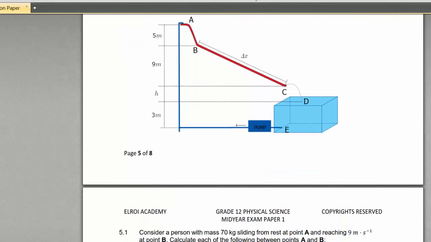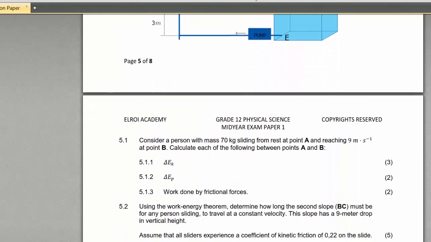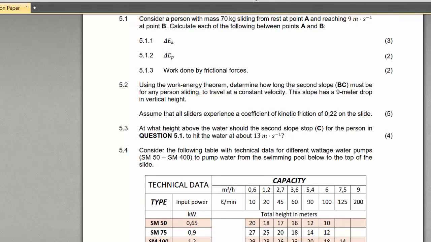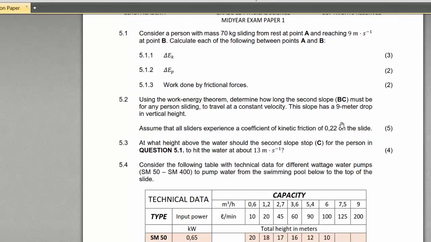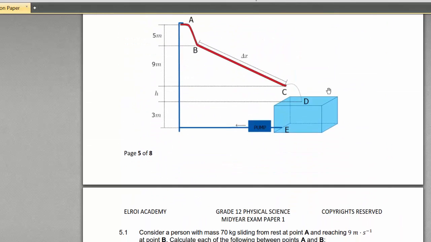And the question is, how high must that ramp be for him to hit the water at 13 meters per second? So obviously at this point, we ignore air friction, and we're simply considering a person whose kinetic energy at this point plus his, I'm kind of giving it away now, but there were different ways of doing it. The hope was that you would use the conservation of mechanical energy.